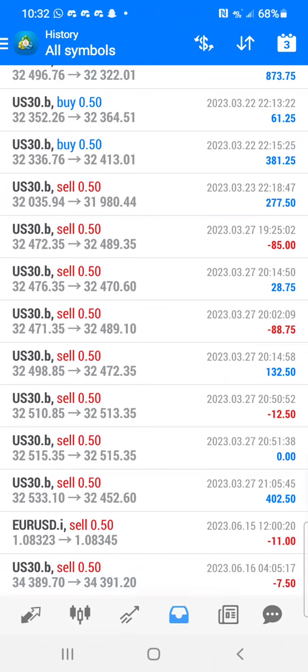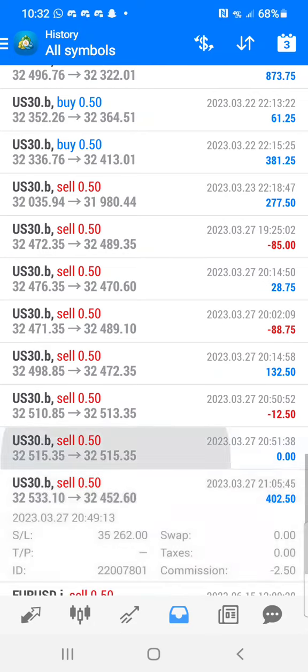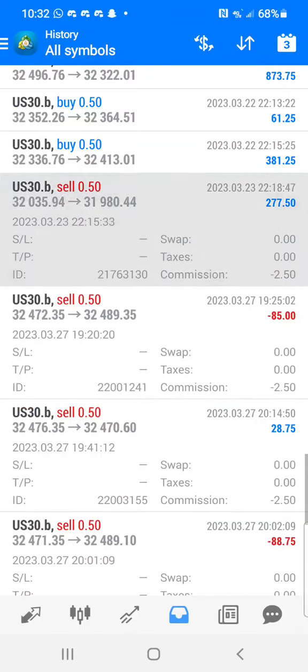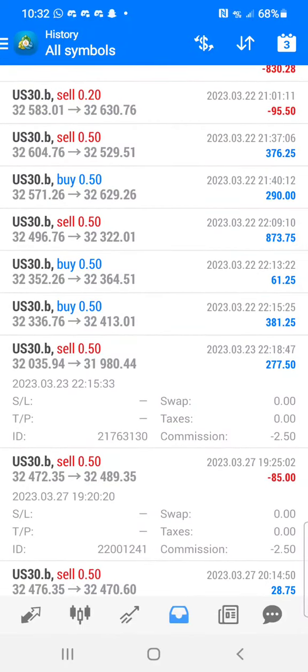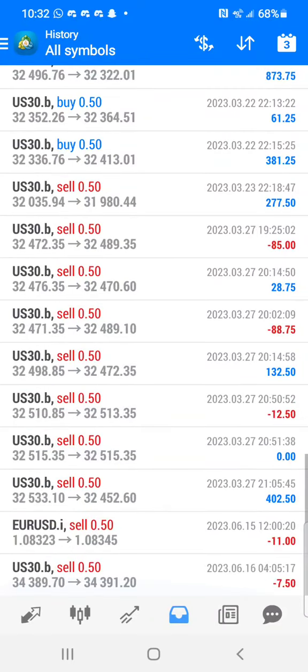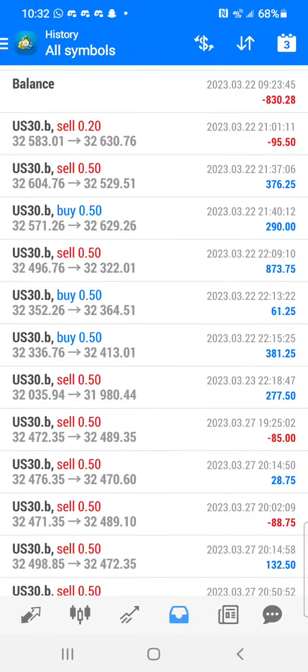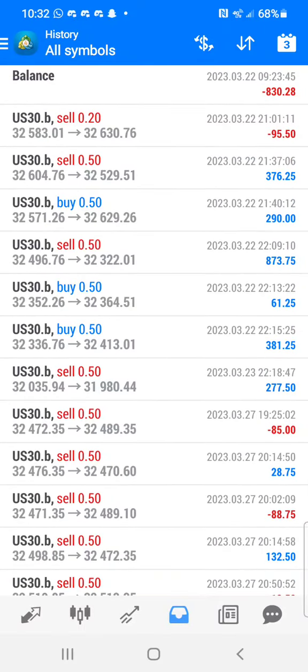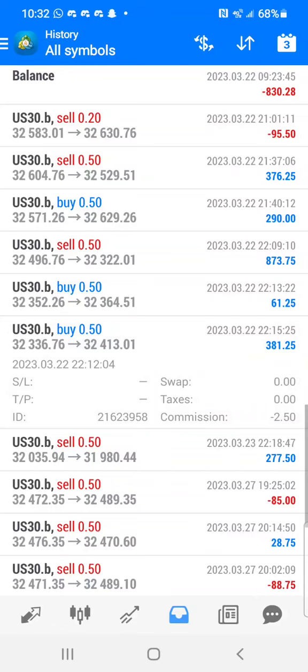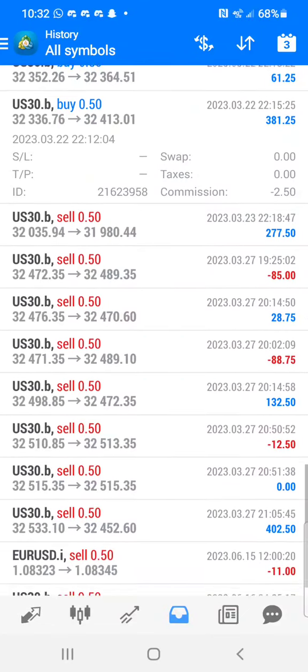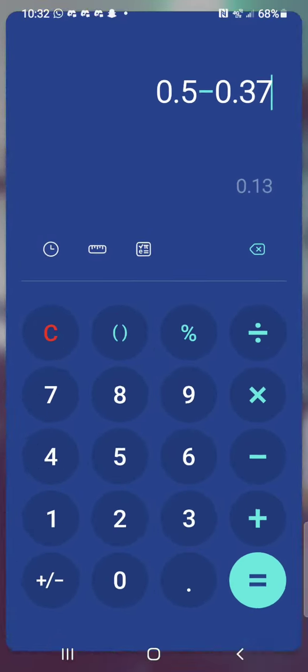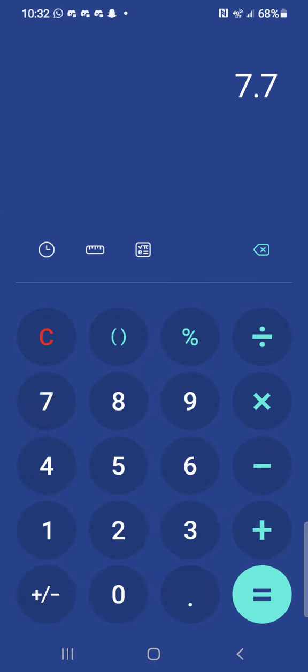So let's sum. Let's start from the bottom since everything is 0.5. So 0.5 times 10 is going to give us 5 lot size. Let's count 10: 1, 2, 3, 4, 5, 6, 7, 8, 9, 10. That's 5 lots. Then this, 6, 7 lots, 7.5. That's 7.7 lot size. Now, the total lot size I have used is 7.7. So now you count the total number of trades. How many trades are there here? We have 1, 2, 3, 4, 5, 6, 7, 8, 9, 10, 11, 12, 13, 14, 15, 16. So that's 7.7 divided by 16.